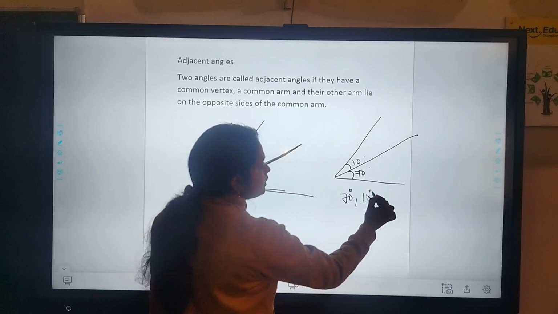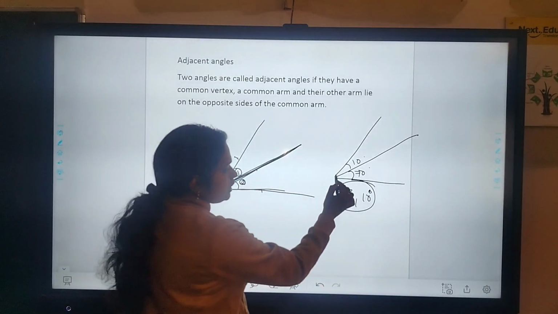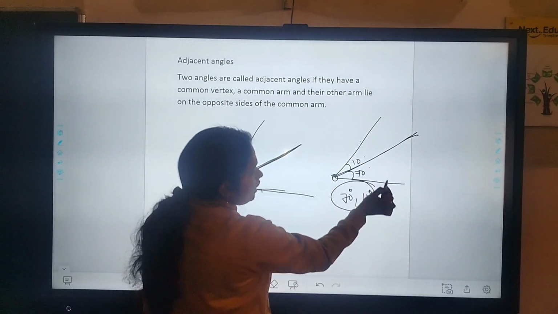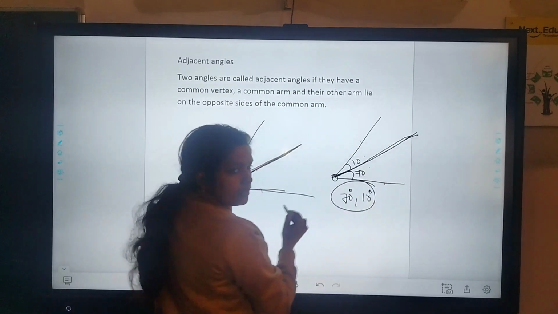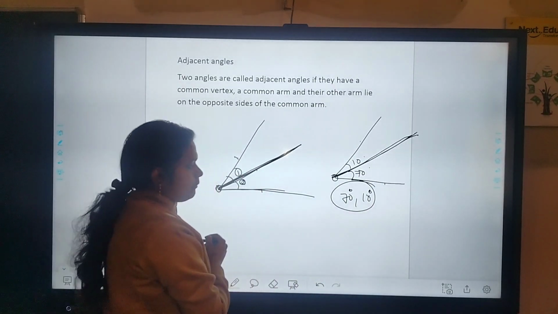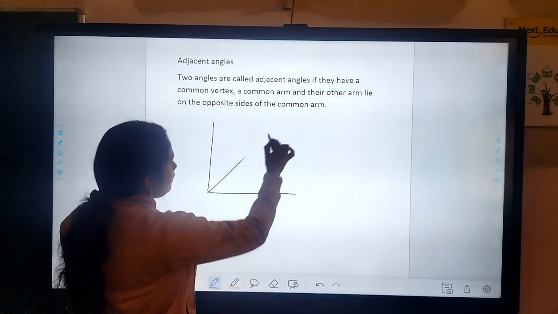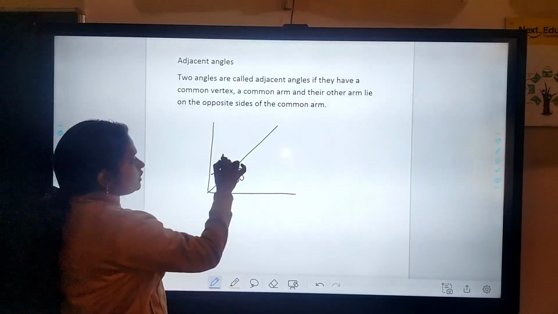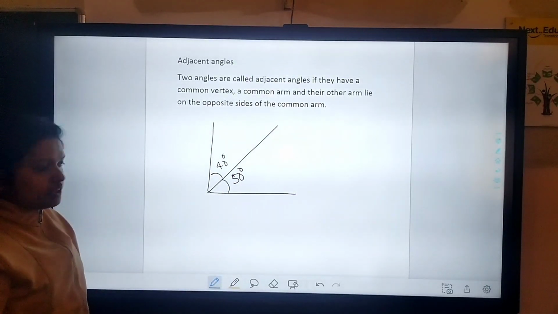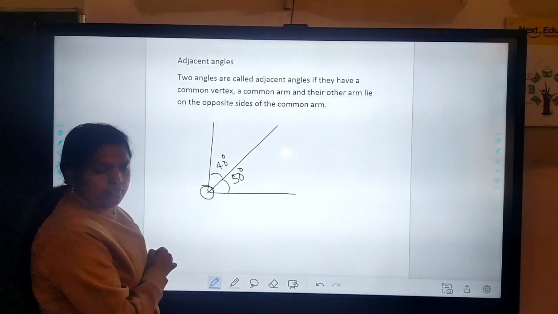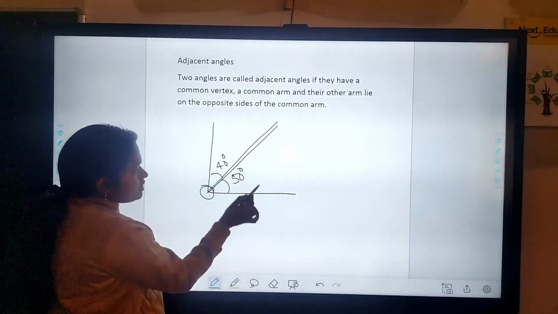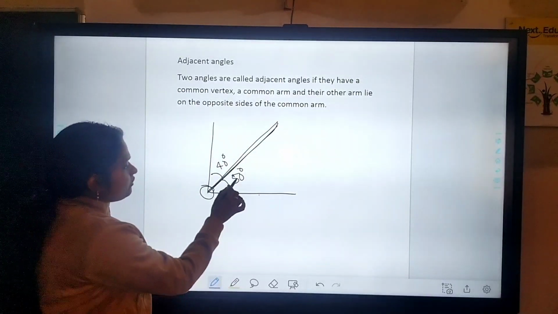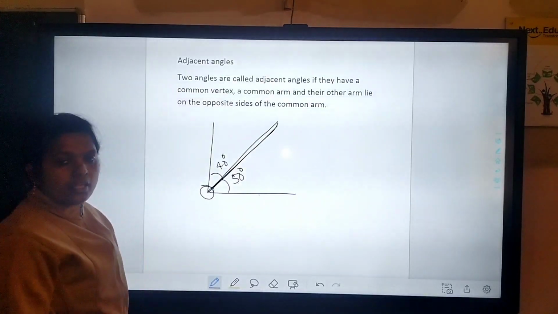70 and 10 degrees are adjacent angles because they have a common vertex and one common arm, and the other arms lie on opposite sides of the common arm. Then here we have angles. This is 50 degrees and this is 40 degrees. So we can say that 50 and 40 are adjacent angles because they have a common vertex, a common arm, and the other sides lie on opposite sides of this common arm.